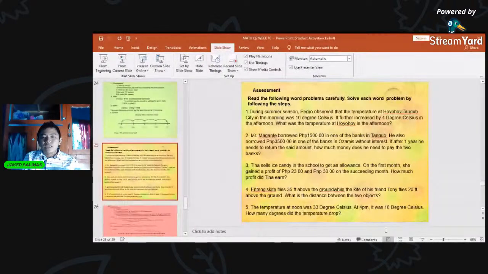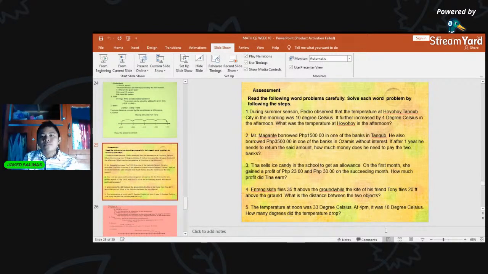Next, problem number three. Tina sells ice candy in the school to get an allowance. In the first month, she gained a profit of 23 pesos and 30 pesos in the succeeding month. How much profit did Tina earn? I repeat, Tina sells ice candy in the school to get an allowance. In the first month, she gained a profit of 22 pesos and 30 pesos in the succeeding month. How much profit did Tina earn?